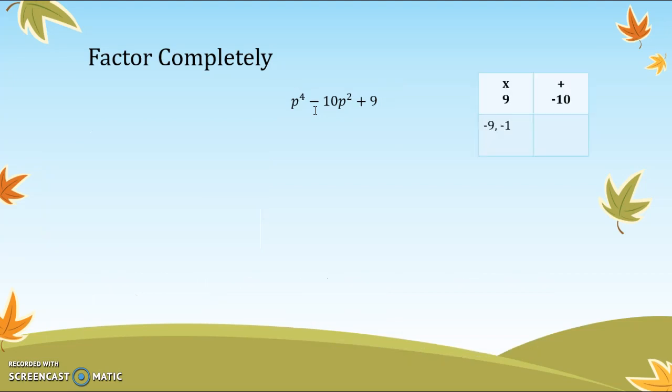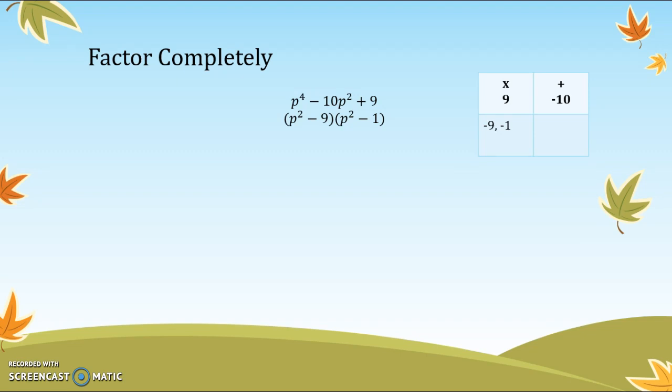Because there's nothing in front of p to the fourth, I'm going to see if I can find something which multiplies to 9 and adds to negative 10. So negative 9 and negative 1. I can write it in its factored form by jumping to its factored form because there's nothing in front of p to the fourth. This gives me p squared minus 9 and p squared minus 1. And if I were to FOIL, I would get p squared times p squared, which gives me p to the fourth. If I were to continue FOILing, I would end up with our p squared in the middle.